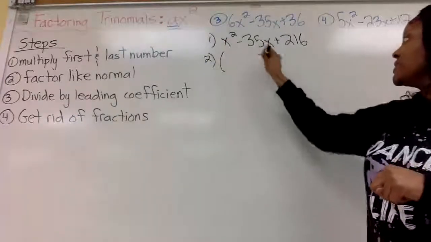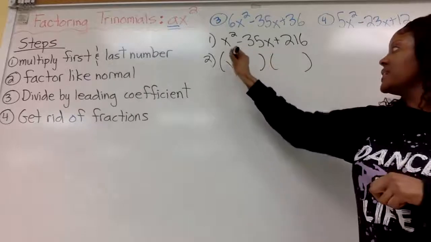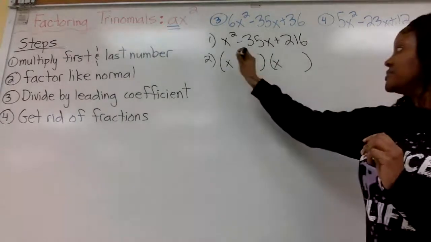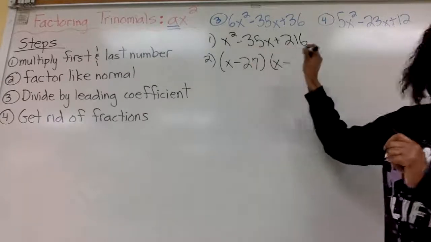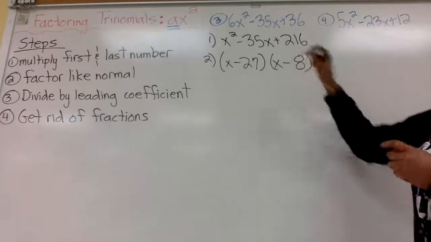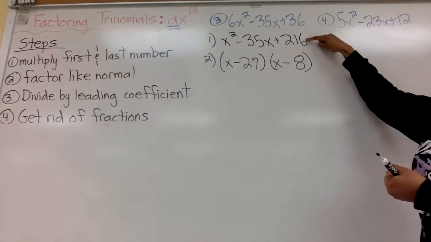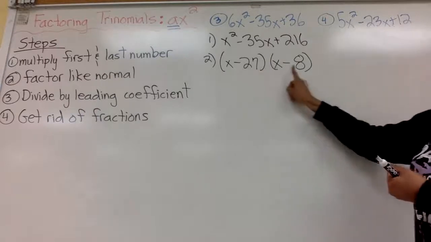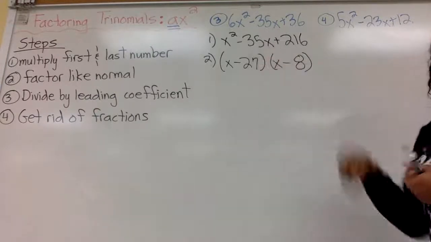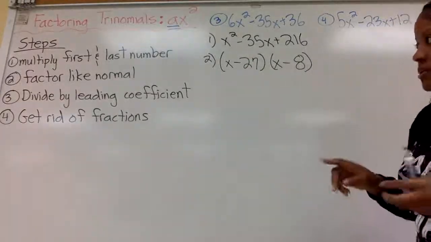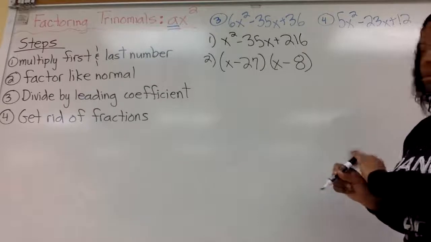So that's with the 2 sets of parentheses. Something times something has to give me x. We're looking for 2 numbers that multiply to give me 216, add to give me negative 35. So those 2 numbers are negative 27 and negative 8. Negative 27 times negative 8 is positive 216. Negative 27 plus negative 8 is negative 35. So this is just factoring like normal.